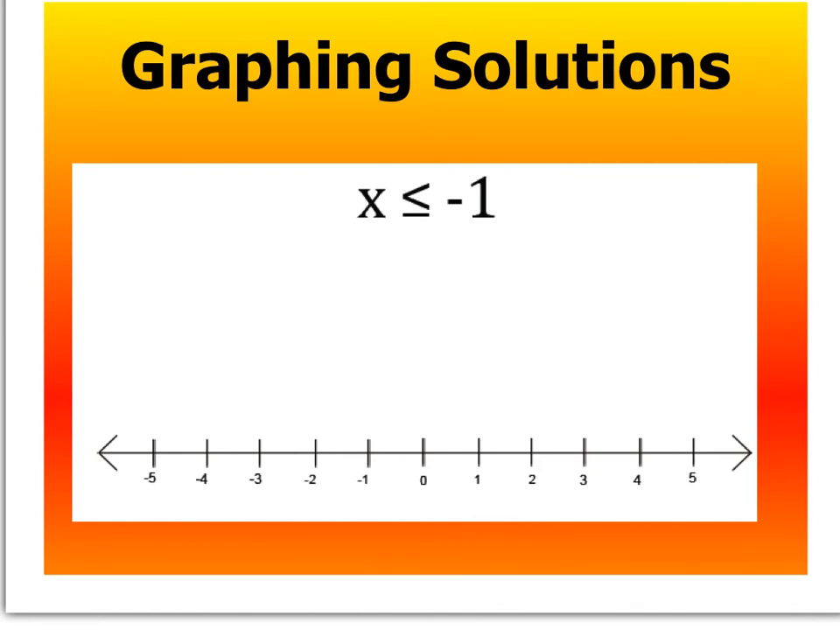Next, we want to graph our solution here. We have x is less than or equal to -1. So we go at -1. And since it's equal to, remember we have to have the filled in circle. And x is less than. So since x is less than, we draw an arrow to the left. Or we could say this right here where we have the circle on the -1 and shade the number line and the arrow to the left. That means that any number that is equal to -1 or less than -1 is a solution to the inequality.